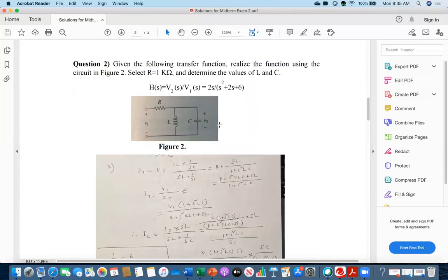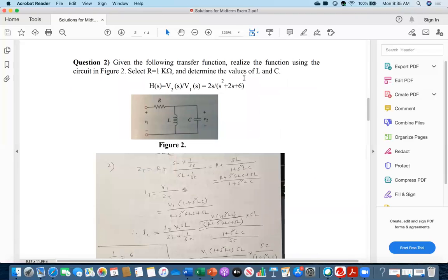For this one, given the following transfer function, realize the function using the circuit in the figure. Select R equal to 1 kilo ohm and determine the values of L and C. So this is the circuit. This is the transfer function, V2 over V1, voltage across capacitor over the input voltage, which is this one. Now find out L and C.